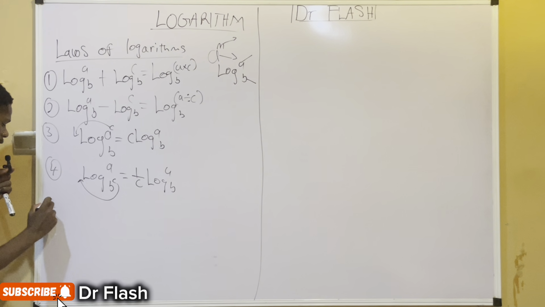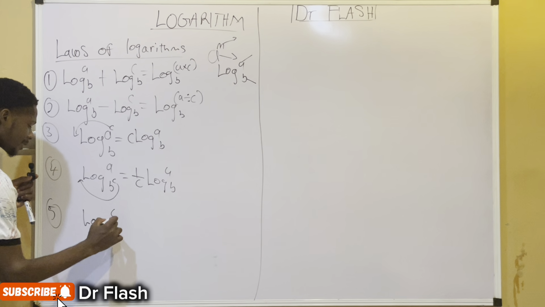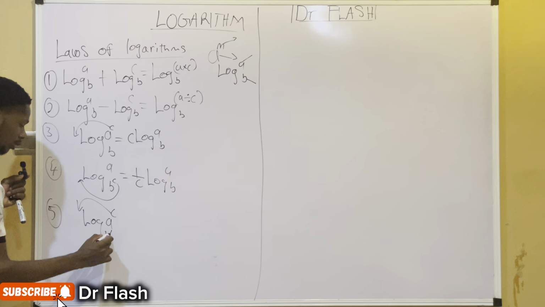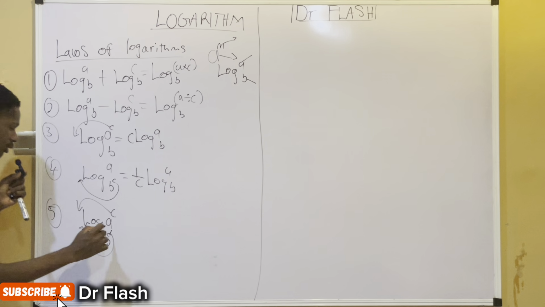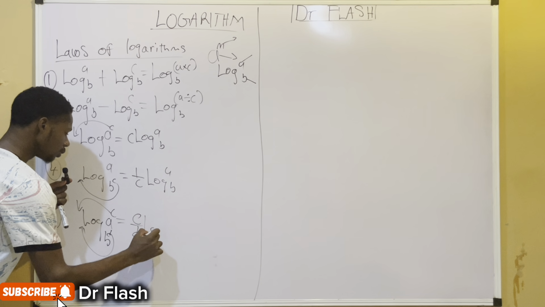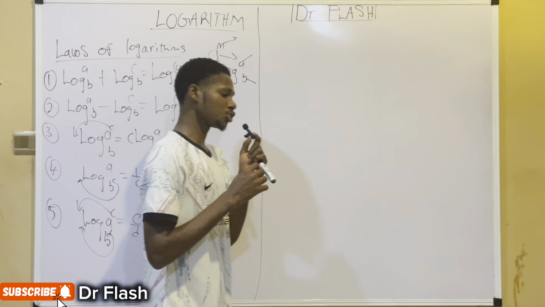If I should call it law 5, it means if I'm having, for example, log a raised to power c base b raised to power d, the c comes to the back as the numerator, d comes to the back as the denominator, then we are now going to have c over d log a base b. That is how we are going to do it.